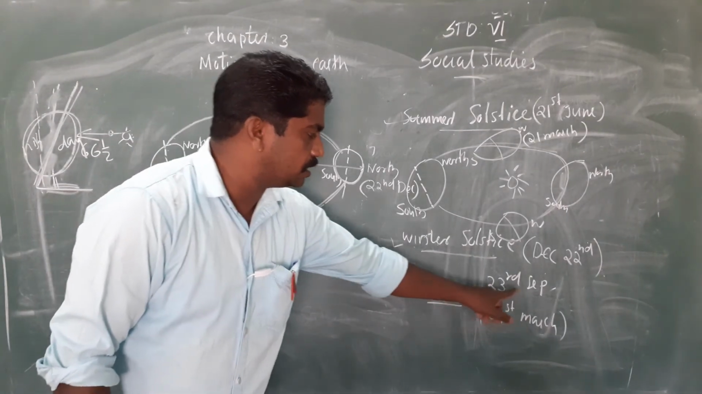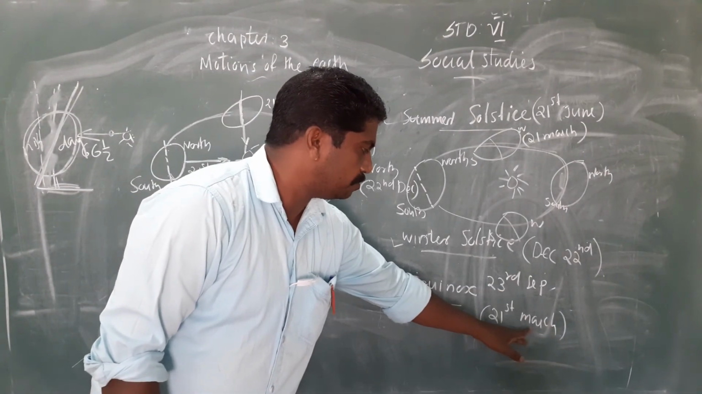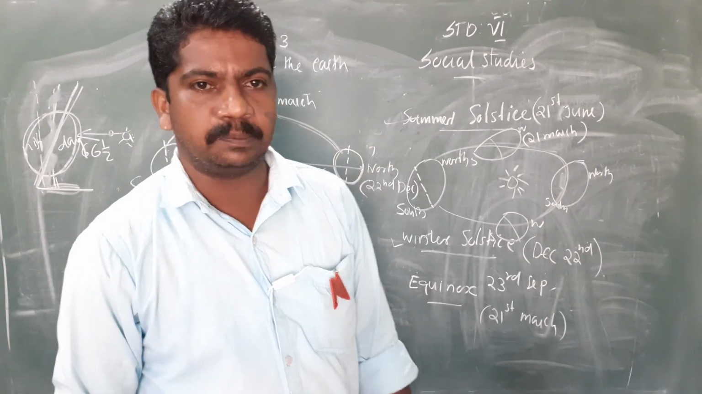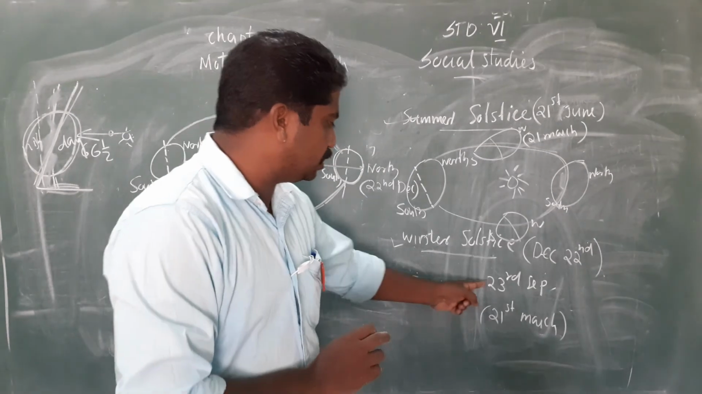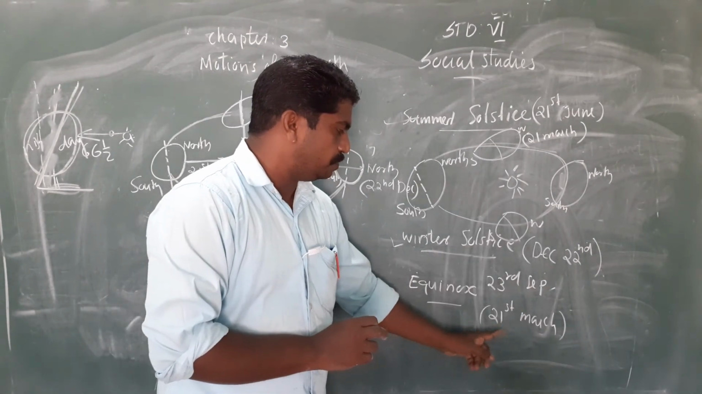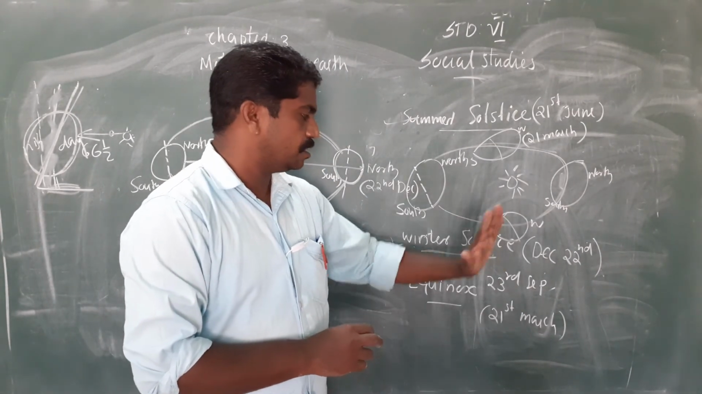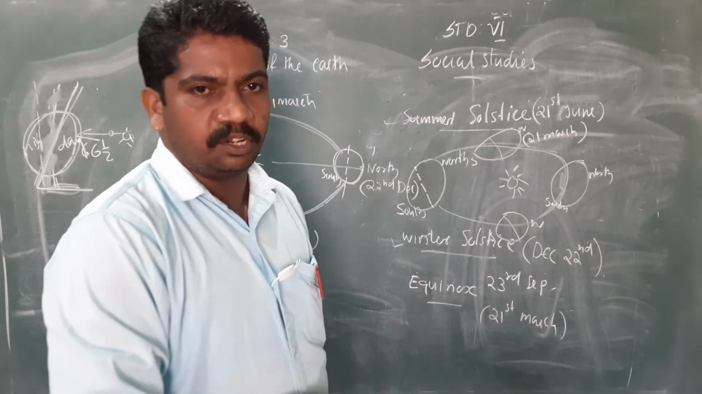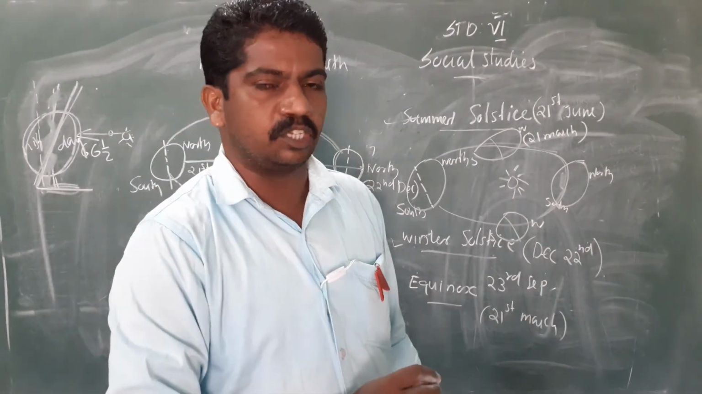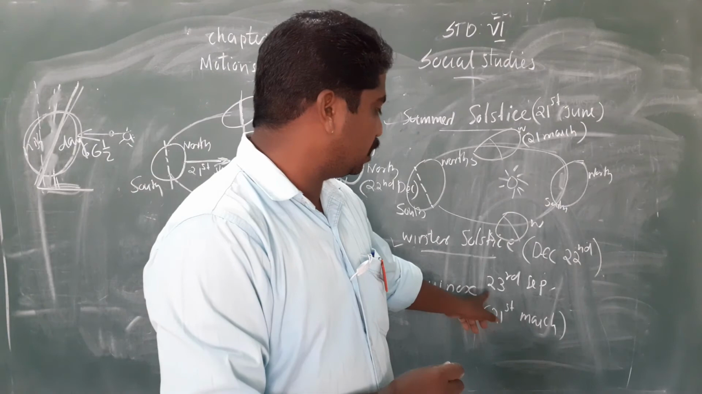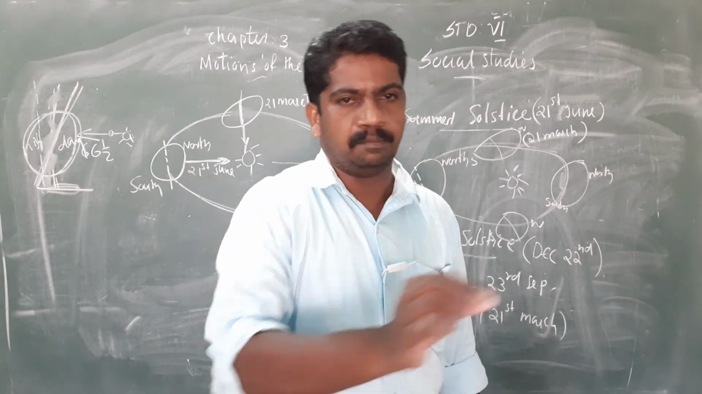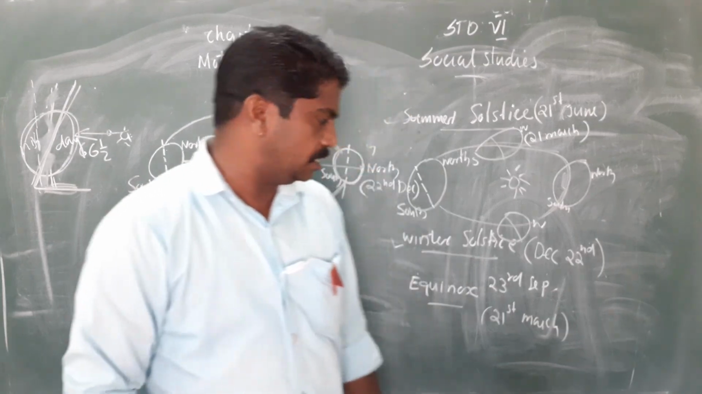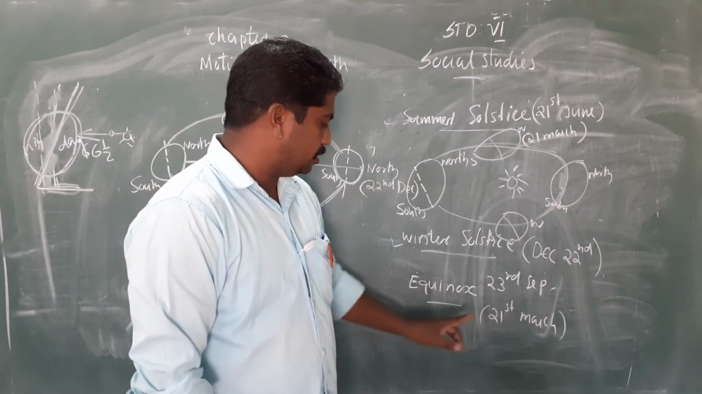On 23rd September and 21st March, all over the world it will experience equal day and night. Therefore, these two days, 23rd September and 21st March, are called equinox. Okay, എന്താണ് equinox? 23rd September and 21st March, all over the world there will be equal day and night. Therefore, these two days are equinox.